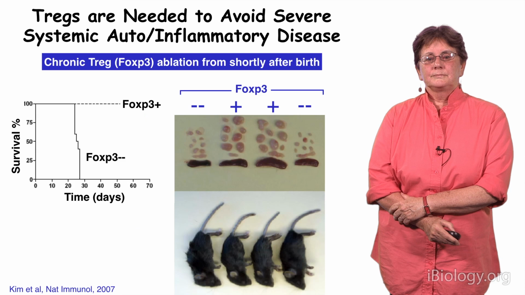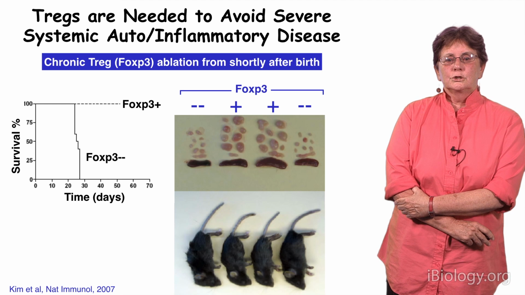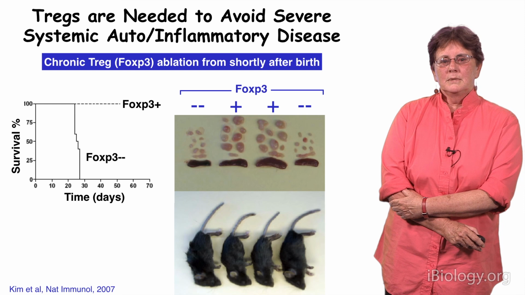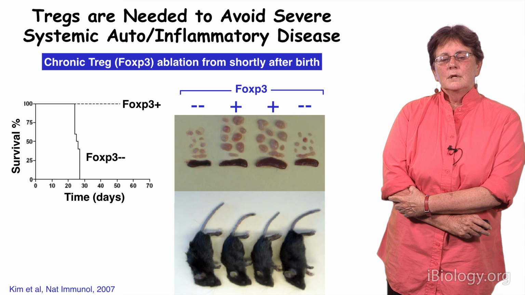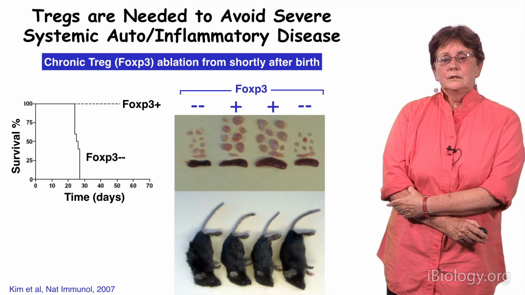It was found that regulatory T cells, as I've said, are critical for controlling all types of inflammatory responses in the body, and that this happens throughout life. That was determined by looking at mice where it was possible to ablate regulatory T cells by deleting the FOXP3 gene. And if this was done from birth on, it was very clear that the mice were very sick.